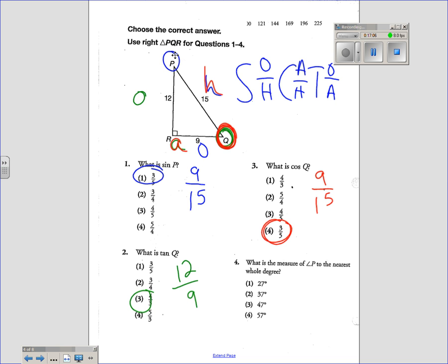What is the measure of angle P to the nearest whole degree? Well, I'm actually going to go back here, and I'm going to use my sine inverse, second sine, and I'm going to type in either 9 divided by 15 or 3 divided by 5, either way, and I get choice 2, 37 degrees.